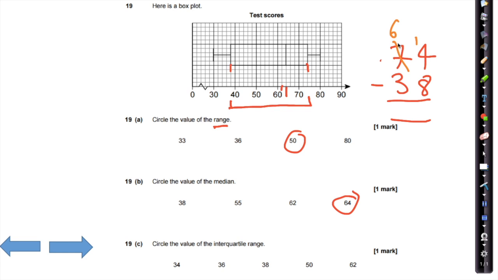So 14, so we've taken one of those 10s off to make it 6, and then we put the 10s here, so it's going to be 14 minus 8, which is going to be 6, and then 6 subtract 3, which is going to be 3. So that's going to be 36. So the value of the interquartile range is going to be 36.